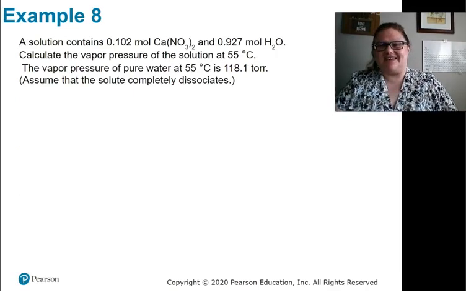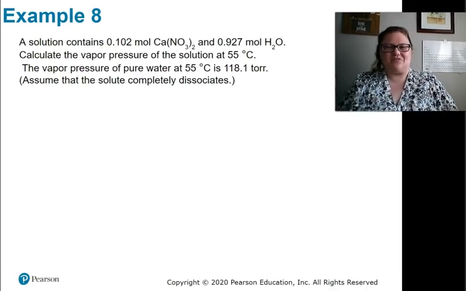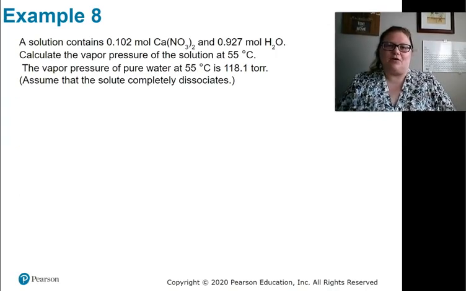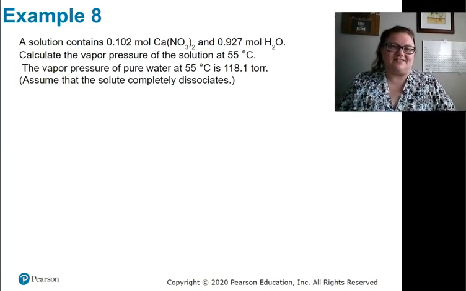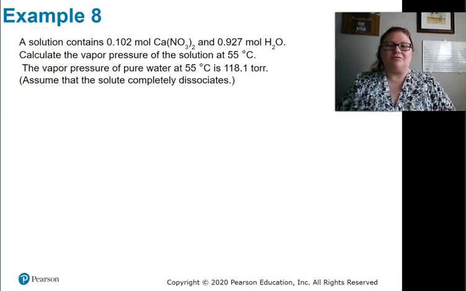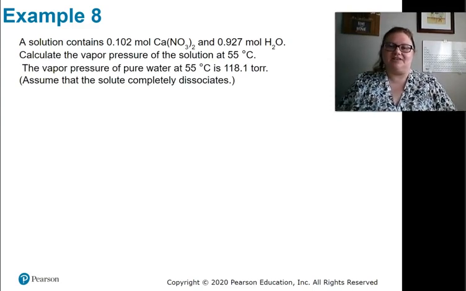We're jumping right into example 8. Here's a different problem. A solution contains 0.102 moles of calcium nitrate and 0.927 moles of water. Calculate the vapor pressure of the solution at 55 degrees Celsius. And we're given that the vapor pressure of pure water at the 55 degrees Celsius temperature is 118.1 torr. We're also told to assume that the calcium nitrate completely dissociates.